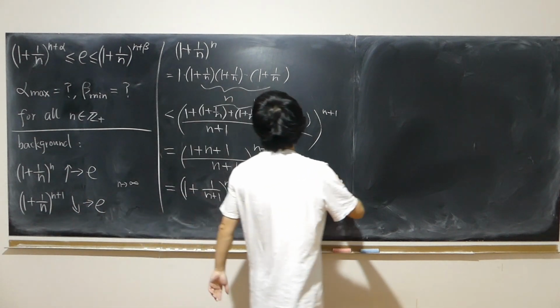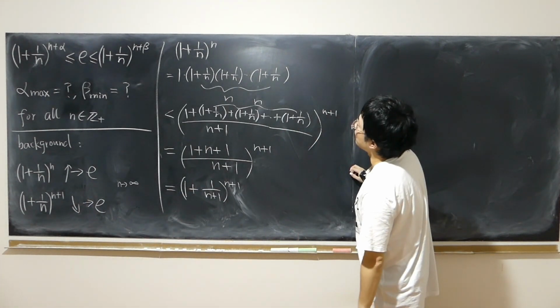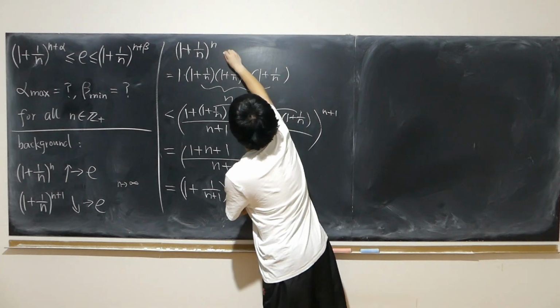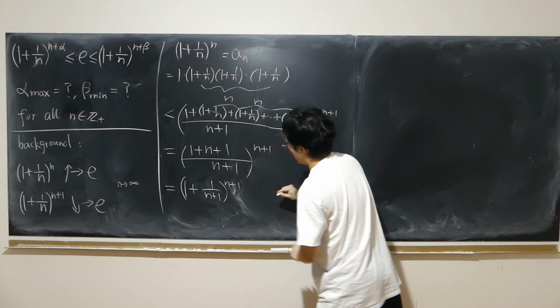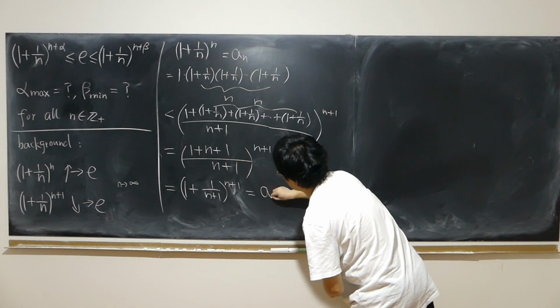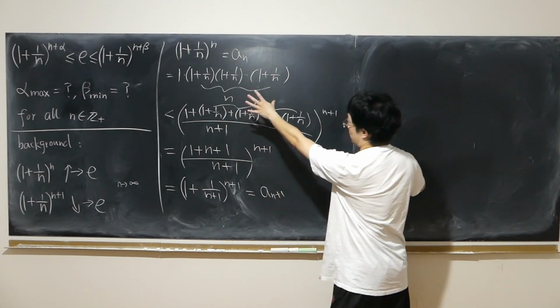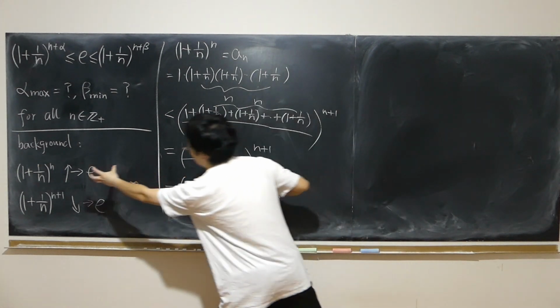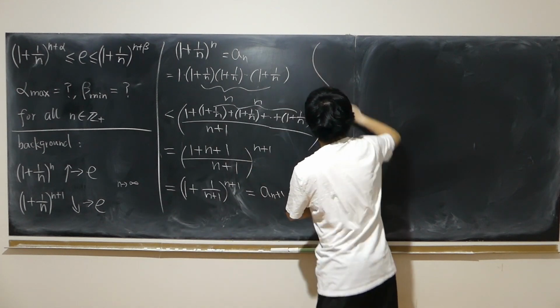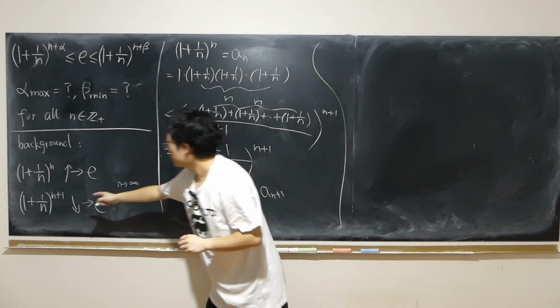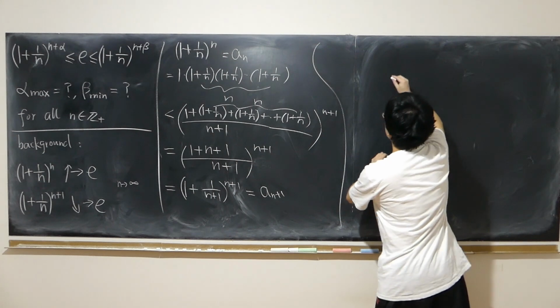Now, so this is really true. So this sequence is a_n, and that sequence is obviously a_(n+1). So really the sequence is increasing. So the next sequence, that sequence.